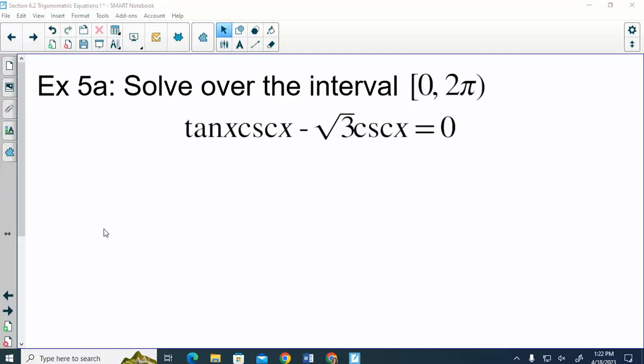You know, some of them only have one trig function, so we just have to get it by itself. Sometimes we have to use one of the identities from our flip charts. Sometimes we had to factor. What would we do on this kind of problem? Cosecant x. Oh, we could factor that out.